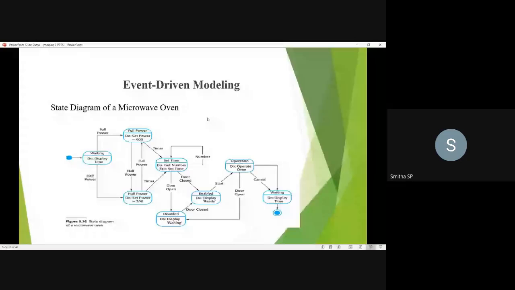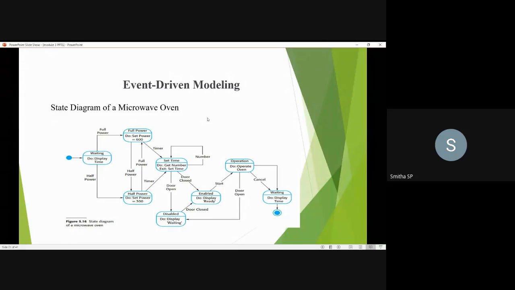They have taken an example of a microwave oven system and show us the state diagram for that. This state diagram shows system states and the events that cause the transition from one state to another. Here an example of control software for a microwave oven is illustrated in this figure.